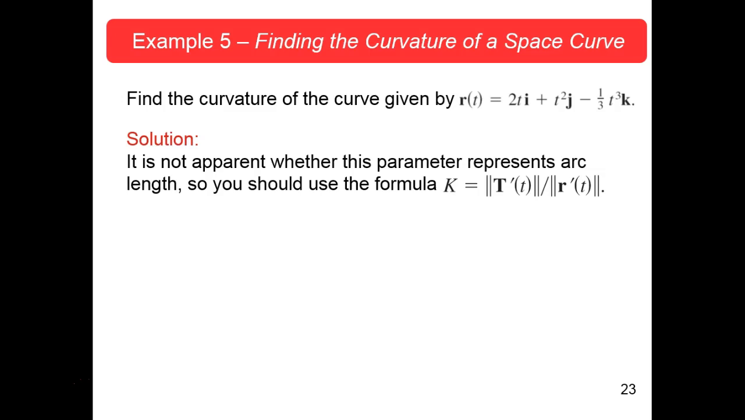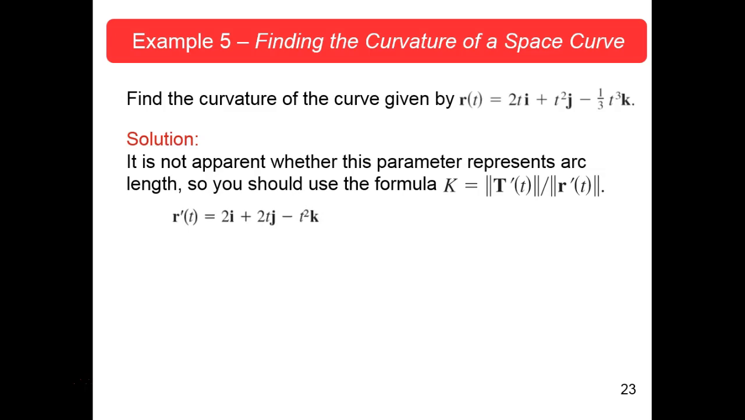Which I don't find all that easy to do, because you have to first get r prime, then divide by the magnitude of r prime, and that is your t. Then you have to take the derivative of that, and then divide by its magnitude and divide that by the one you've already calculated. But that's how they do it, okay?